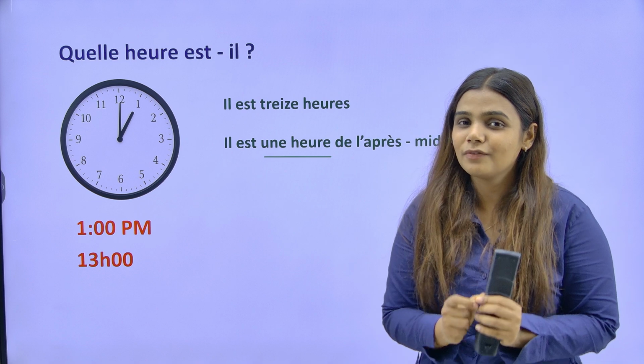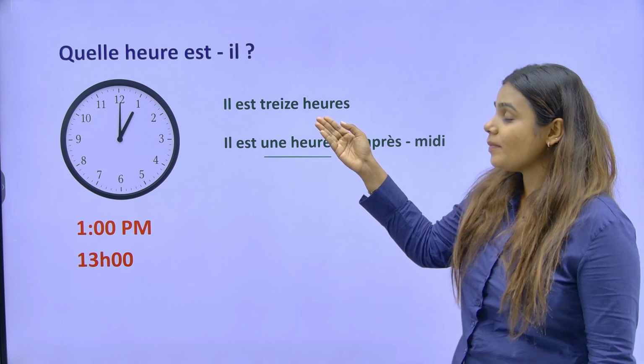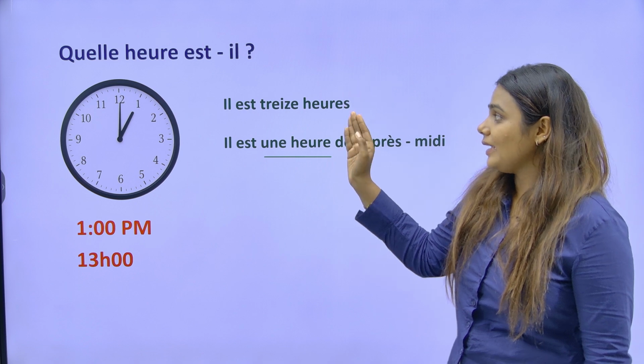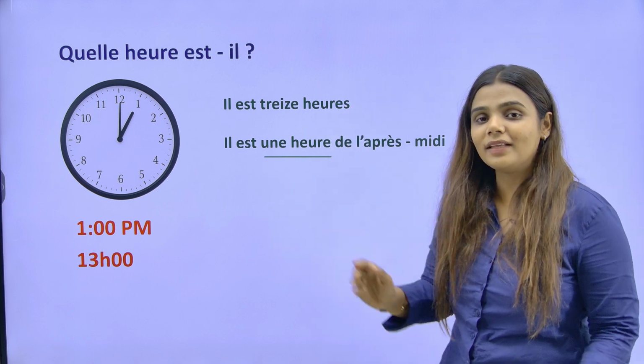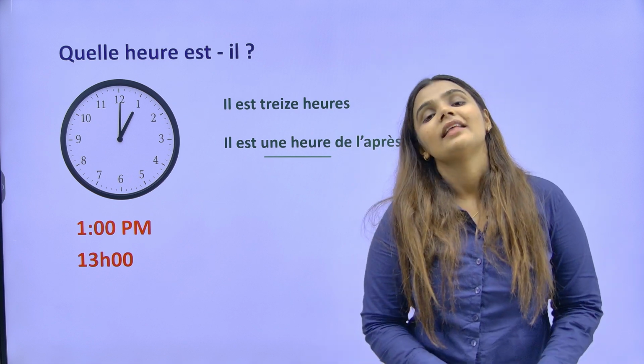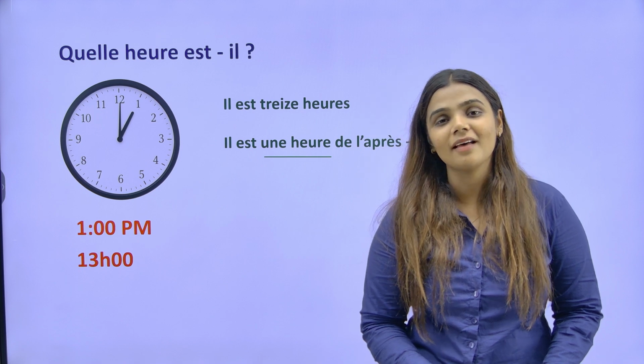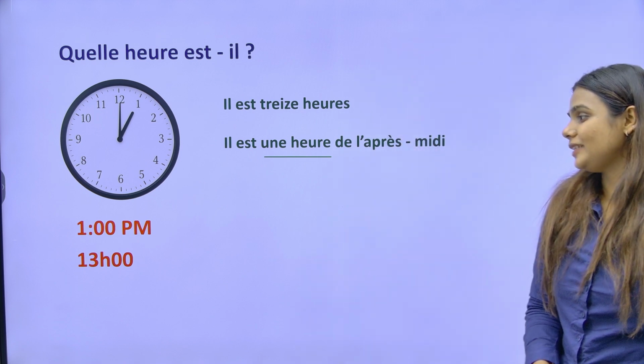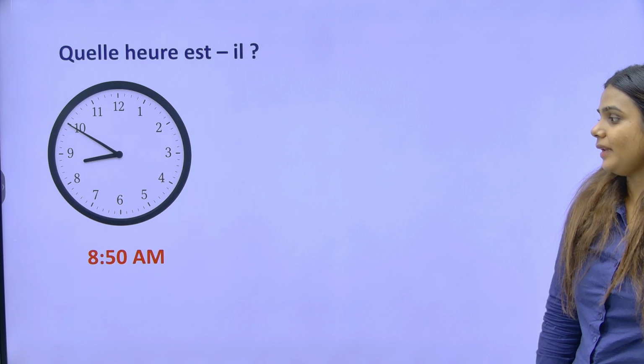Also, did you observe a small change? Normally it is "heures" with an S, but here we are removing the S, because it's just 1 o'clock, so it is singular. That's why we are saying il est 1h de l'après-midi. Let's take one more example.